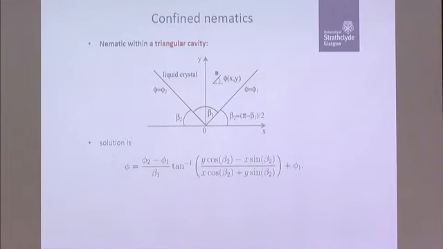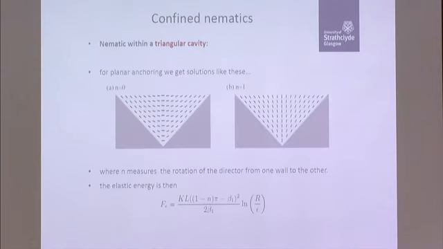Okay, so it depends on beta 1, and beta 2 just depends on beta 1 as well. It's just notation for simplicity here, and it depends on the 2 orientations at either one of the substrates. So I can get different solutions. I can get this kind of solution where I've got effectively lots of bend, and I can get this type of solution where I've got a lot of splay.